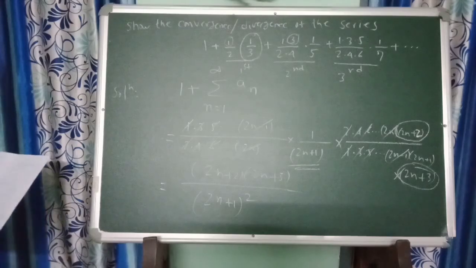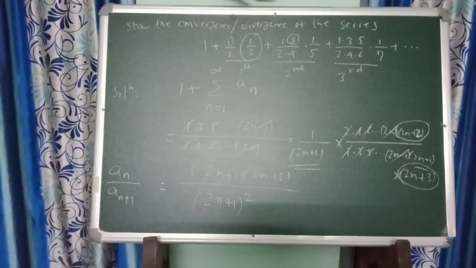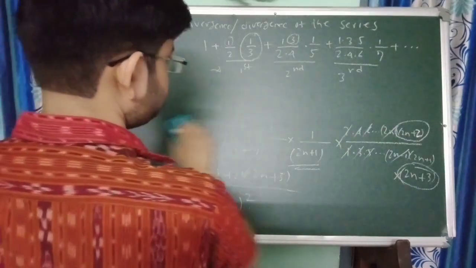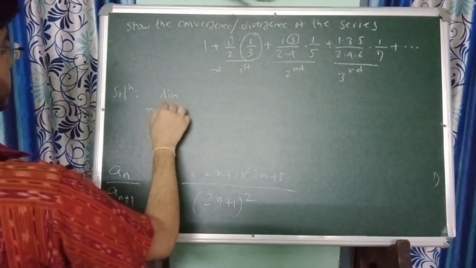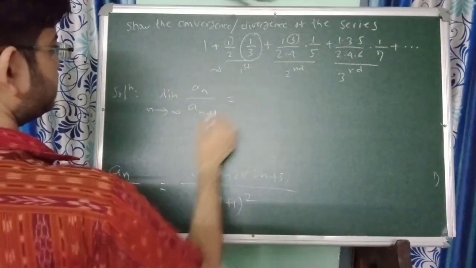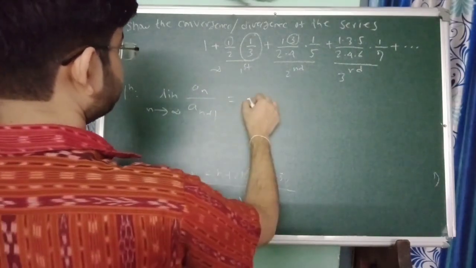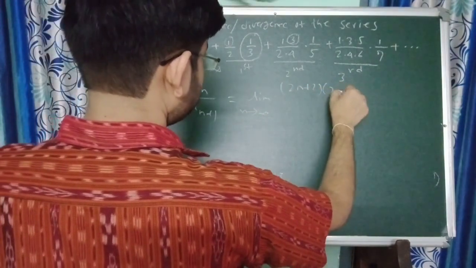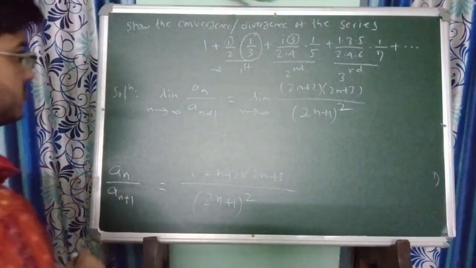So this is the ratio value a_n divided by a_(n plus 1). So when we find the limiting value of a_n divided by a_(n plus 1), which is limit n tending to infinity, 2n plus 2 into 2n plus 3 divided by 2n plus 1 whole square.